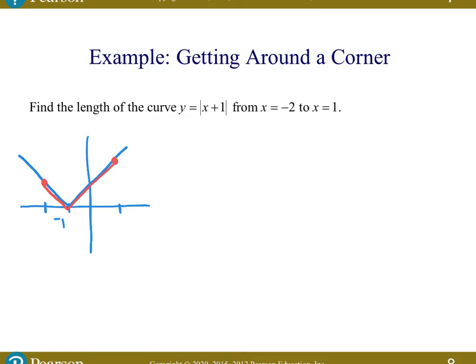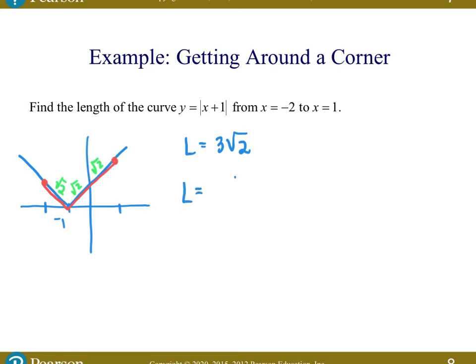Well, this is not a curve. These are straight pieces. So we could use simple geometry to help us find out how long each piece is. Using the Pythagorean theorem, we know that this is the square root of 2. And by symmetry, this would also be the square root of 2, and so is that, the square root of 2. So altogether, the length of this curve is 3 square root 2. But what if these are not linear pieces?